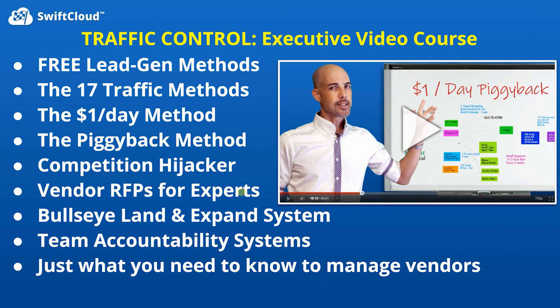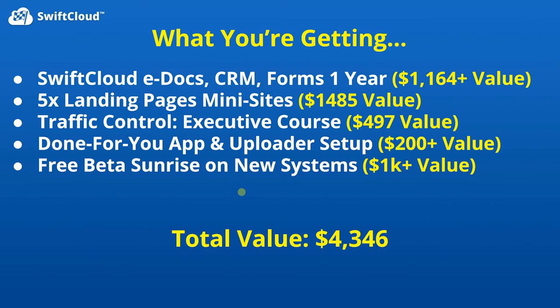There's the competition hijacker. We kind of touched on that with like SpyFu, and you basically just snipe your competitors. You look at who's being successful, just go clone them, right? Don't reinvent the wheel here. A vendor RFP system, and that's so that you can more easily hire. We also have the talent marketplace system. So we've got some people that we've worked with, or we've seen them, or our clients have worked with them, so we kind of know who they are. We've got the Bullseye Land and Expand, team accountability, and just what you need to know. In short, just what you need to know in order to manage people, right?